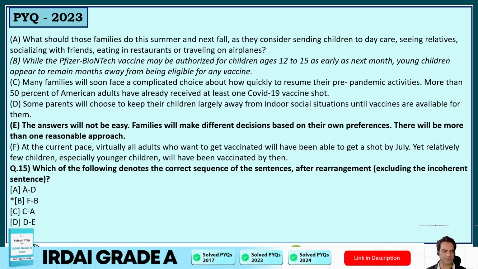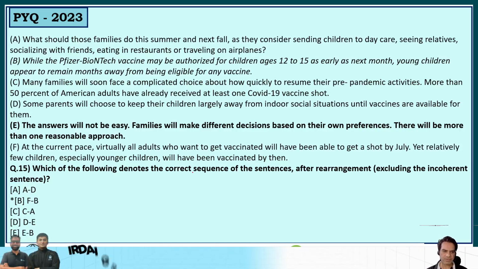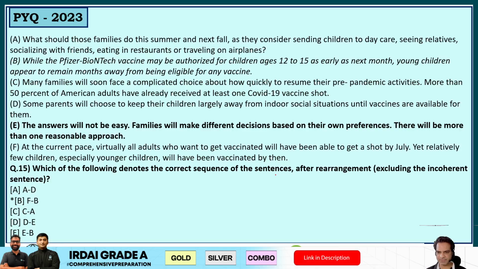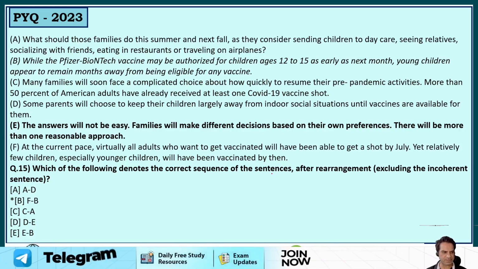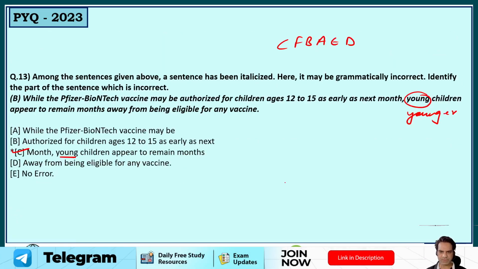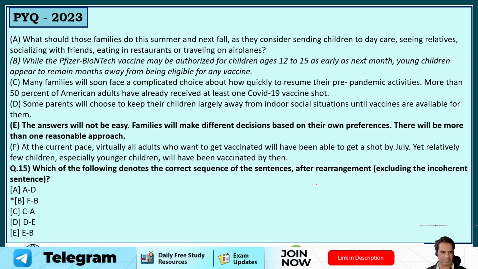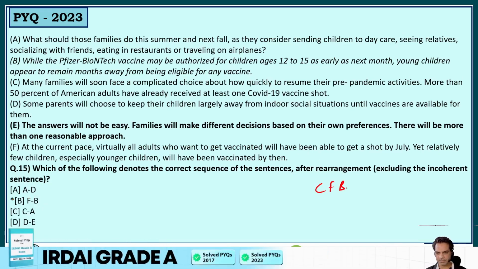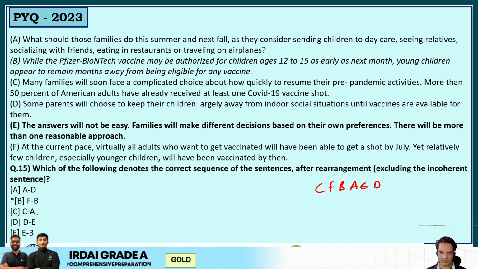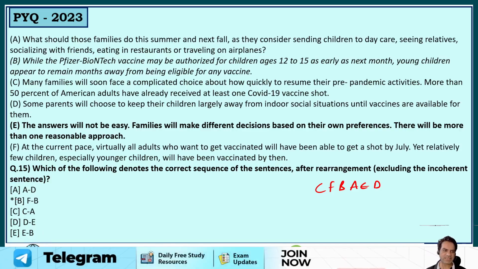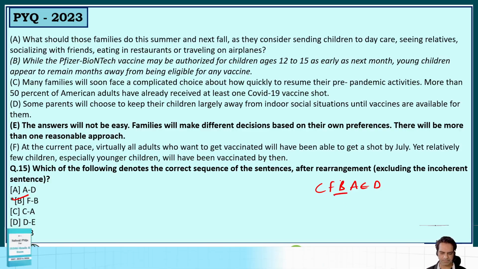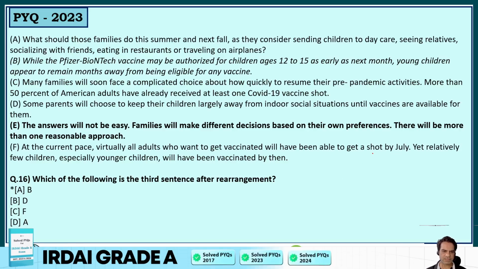All right. So next, which of the following denotes the correct sequence of the sentences after rearrangement, excluding the incoherent sentence? So we have to find the correct sequence. So what is the sequence? CFBAED, right? So we have to find the correct sequence. AD, no. FB, yes. CA, no. DE, no. EB, no, guys. We have to find the consecutive pair. So FB is the consecutive pair here. So option B is your correct answer. Next question, guys. Which of the following is the third statement?